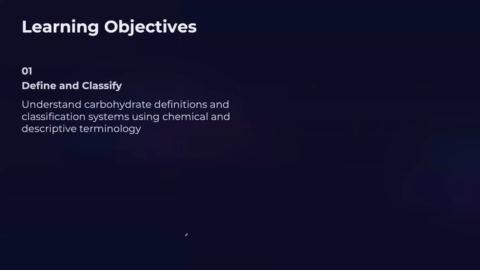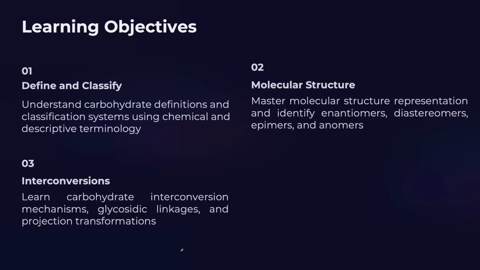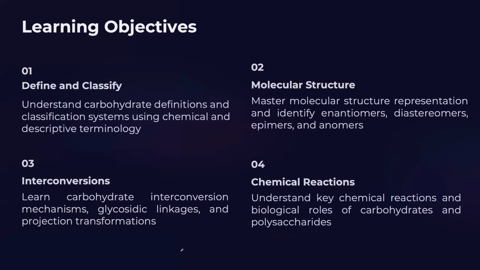By the end of this lecture, you should be able to define carbohydrates and classify them using both descriptive and chemical terminology. Secondly, understand how carbohydrate molecular structures are represented and recognize the interconversion in carbohydrates, including glycosidic linkages and projection transformation. Finally, understand chemical reactions and their biological significance.